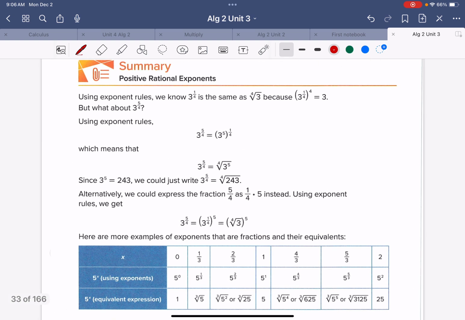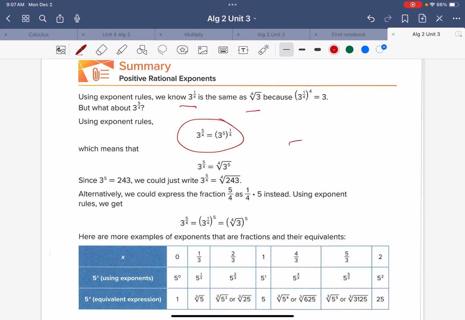283. On 283, it summarizes what we talked about here. We have the 1/4 power means the 4th root. We talked about that the other day. The 1/3 power means the 3rd root. We have the 5/4 power right here. So it could be written either way, like that. And then of course the EIEIO business.